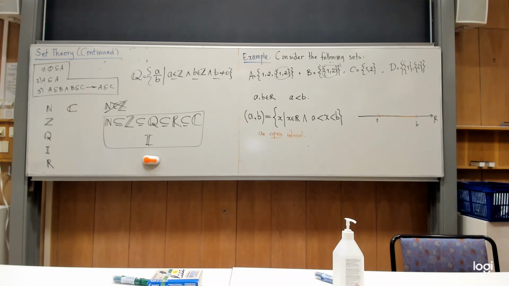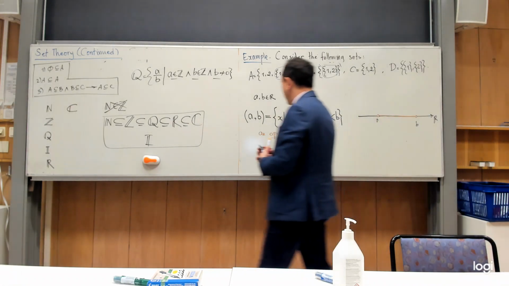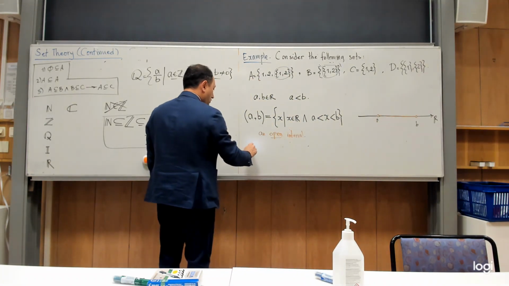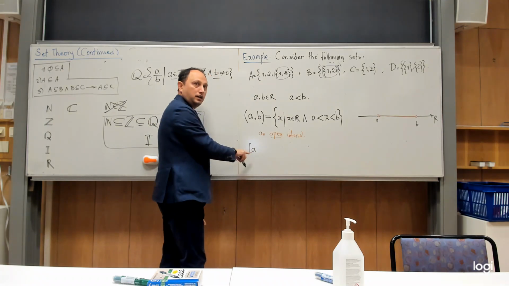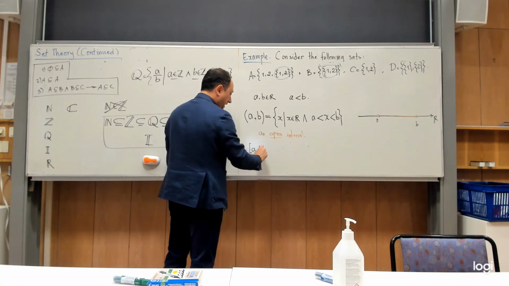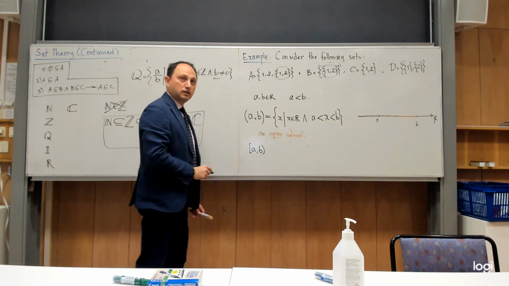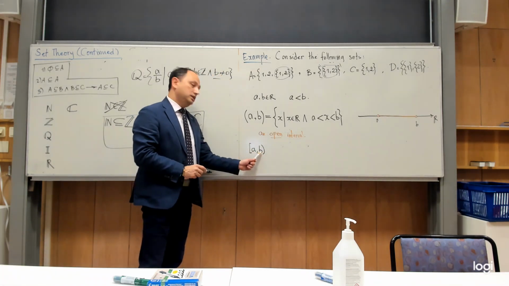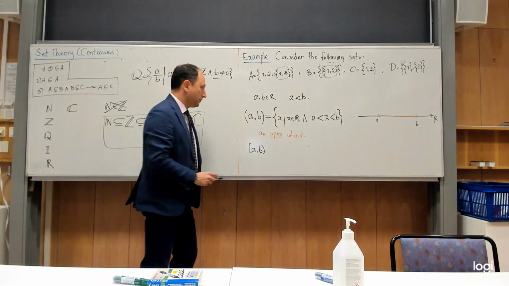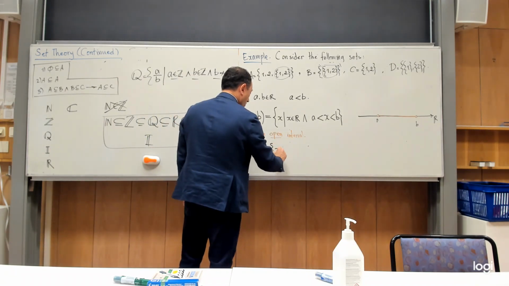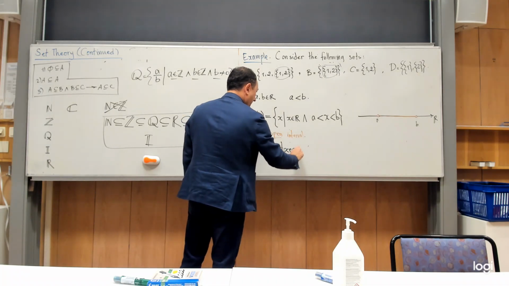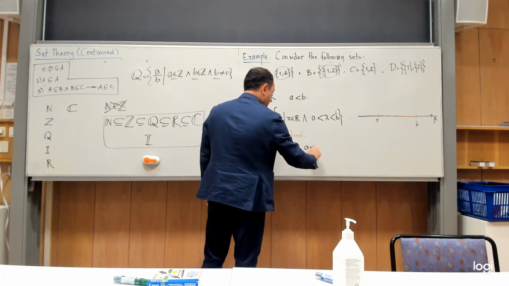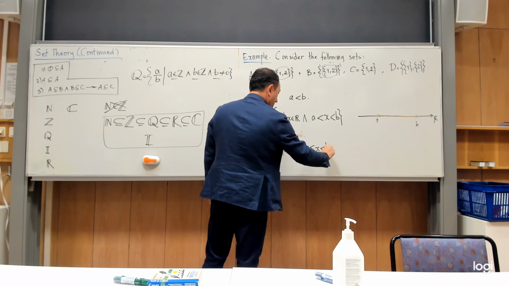What if one is filled up? There is no name for that, but I will tell you. For example, if you have this situation, you put a bracket for a, and then you put b, and then put a parenthesis. This means that this is included, this is excluded. So this means the set of all x such that x belongs to R, and a is less than or equal to x less than b.